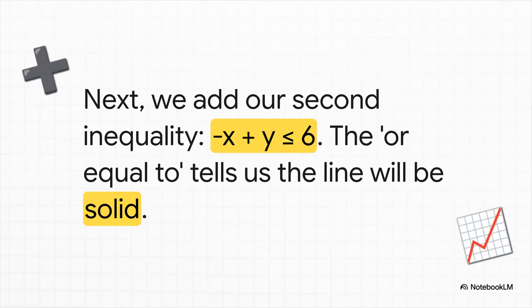And here's our second rule for this problem. Negative x plus y has to be less than or equal to 6. And right away, you should be noticing that "or equal to" sign. That's a huge clue for what's about to happen on the graph.